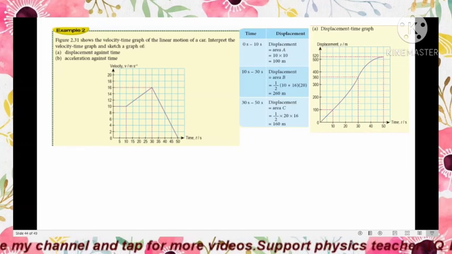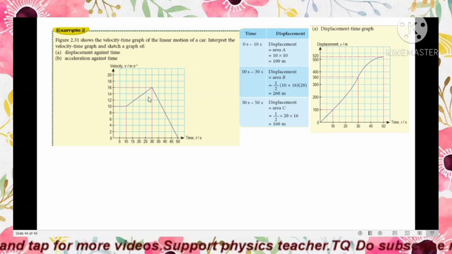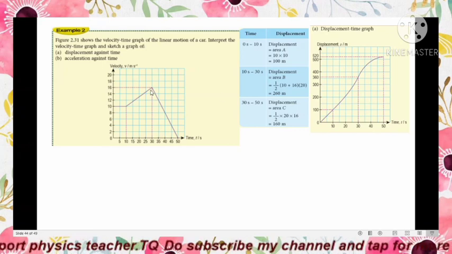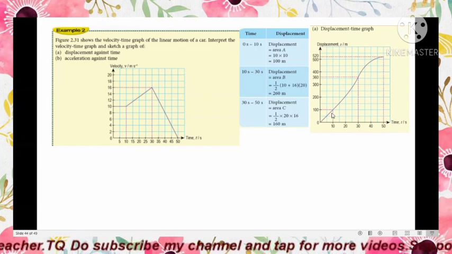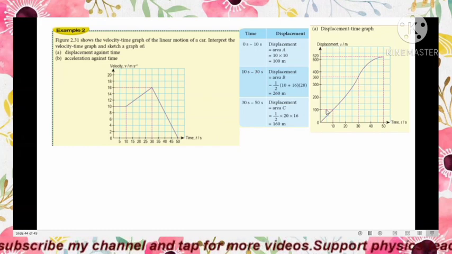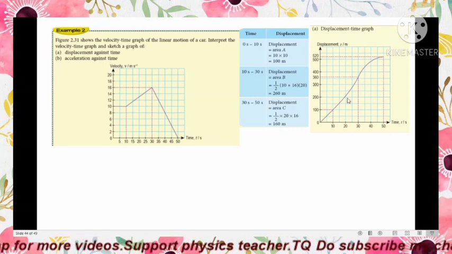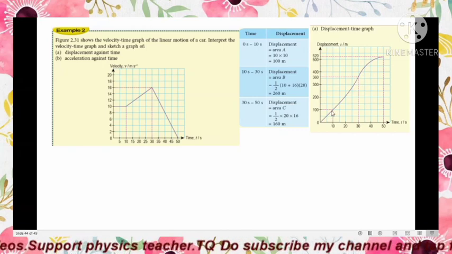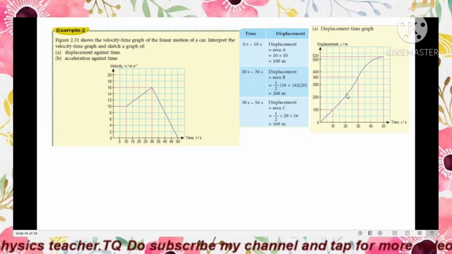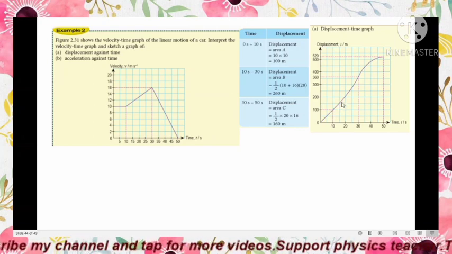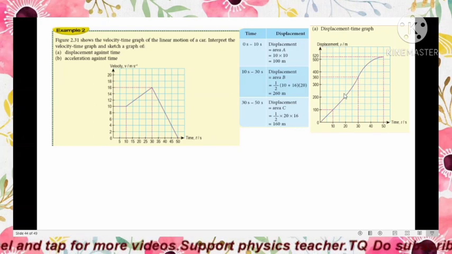Okay. So the shape of the graph, this is acceleration, meaning velocity increases. For displacement time graph, gradient is velocity. So if gradient increases, the graph must be curved. For gradient increases, you have curve downwards. So you have this graph. Okay, the graph must be curved.